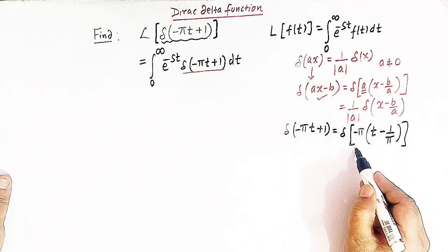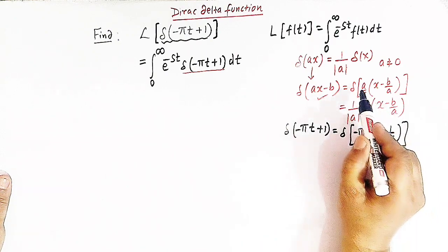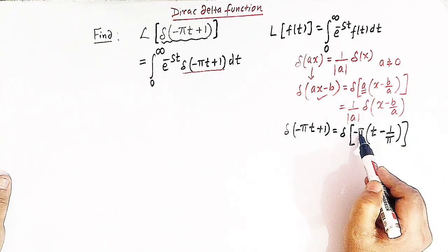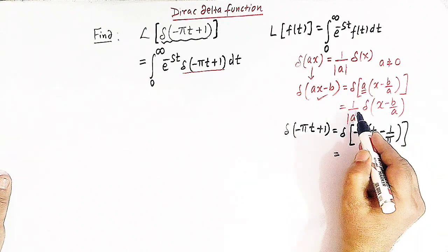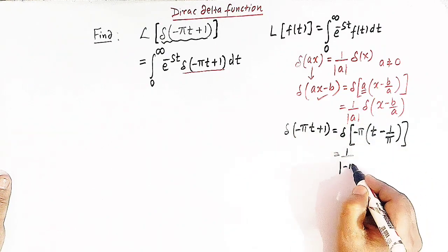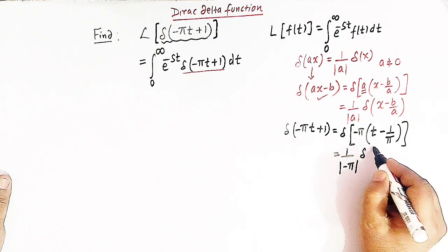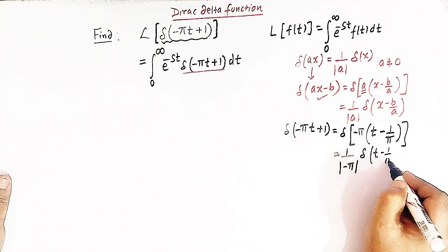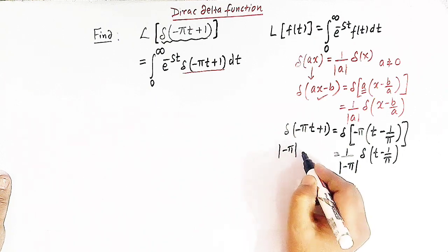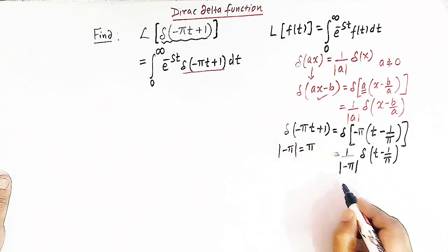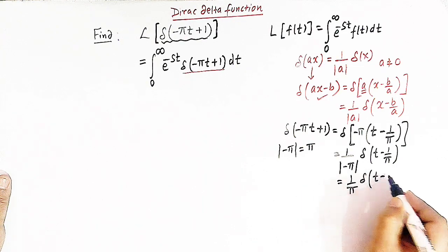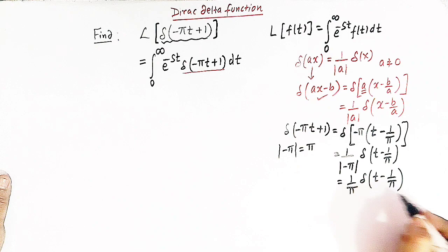Now this delta function is similar to the property, and here the value of a is minus pi. Applying this property, we have 1 over mod of minus pi, and then delta of t minus 1 over pi. Mod of minus pi is simply pi, so we have 1 over pi delta of t minus 1 over pi.